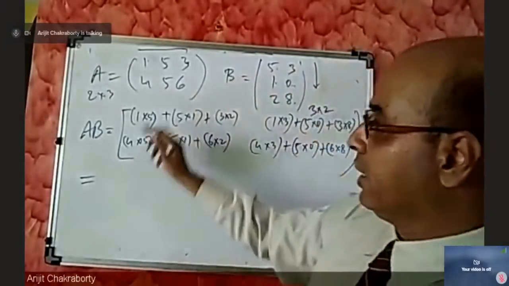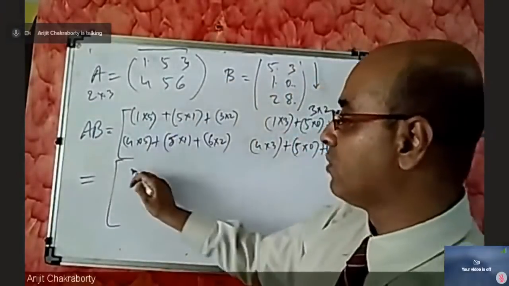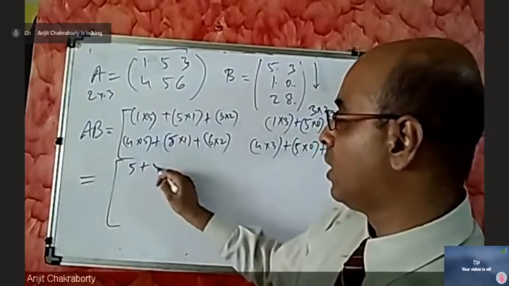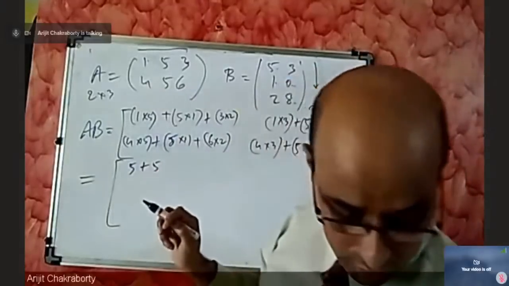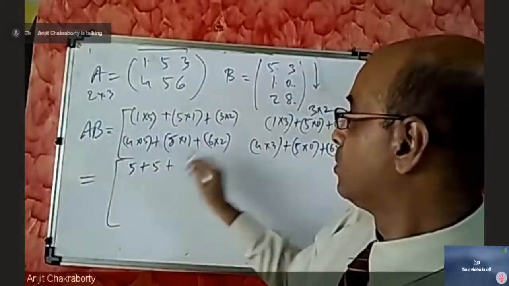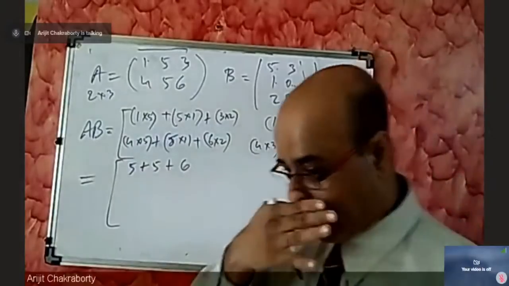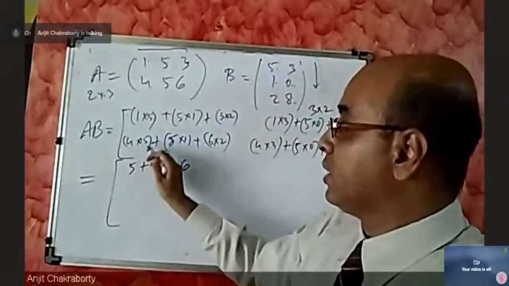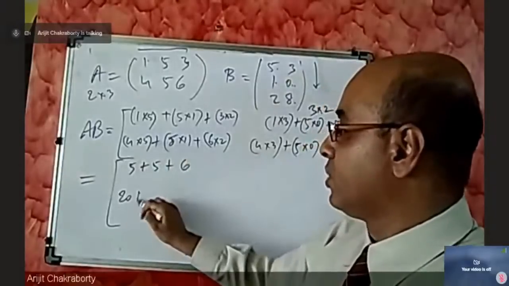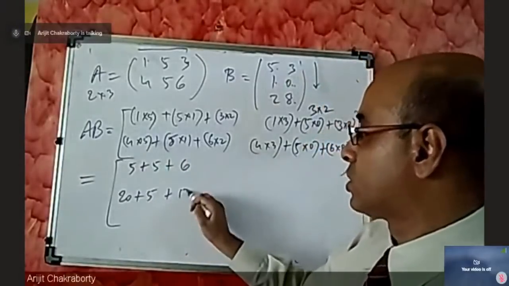Okay. So here we have 1 into 5 is 5 plus 5 into 1 is 5 plus 3 into 2 is 6. Then we have 4 into 5 is 20 plus 5 into 1 is 5 plus 6 into 2 is 12.